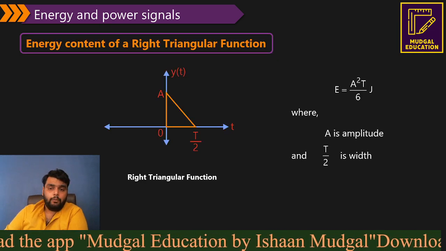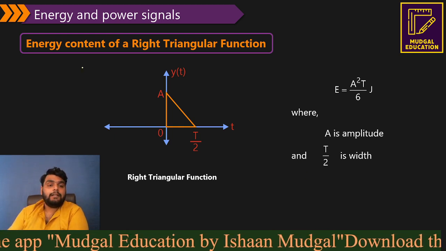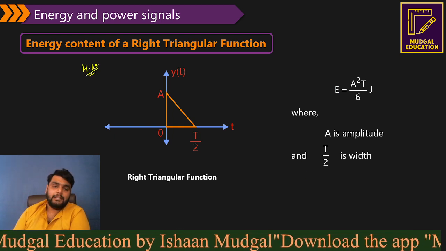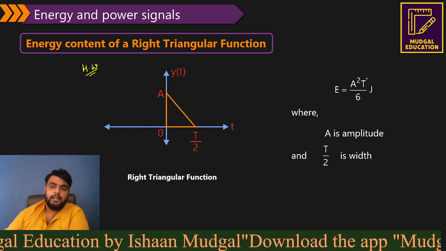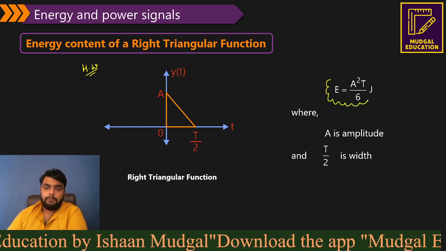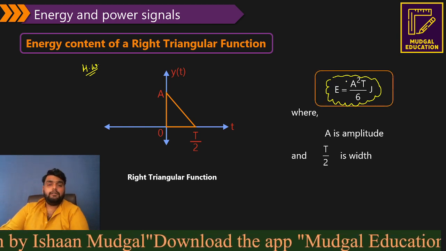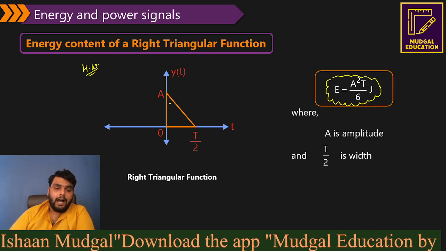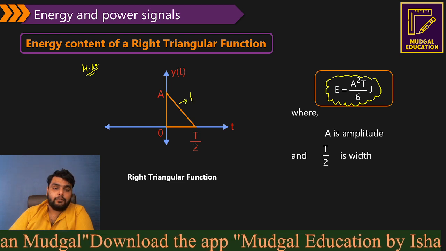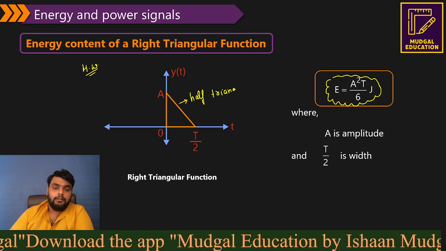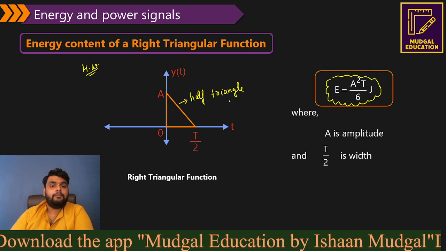Okay, fine. Moving further. Now, the derivation of this particular signal you will do in a homework. But let me tell you what this signal is. Yes, you need to remember this formula, but you need to understand what this signal is. If you see very carefully, this is the half triangle. Why am I saying this is a half triangle?